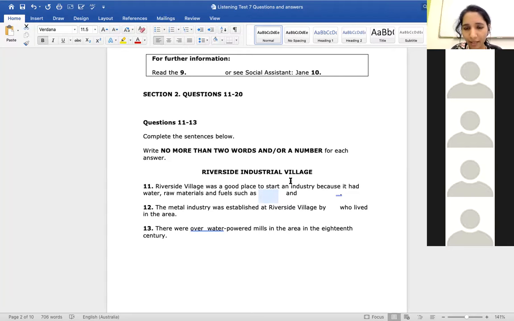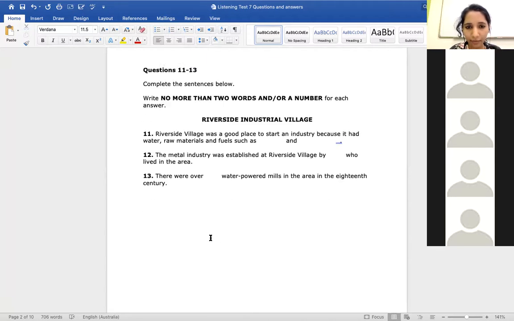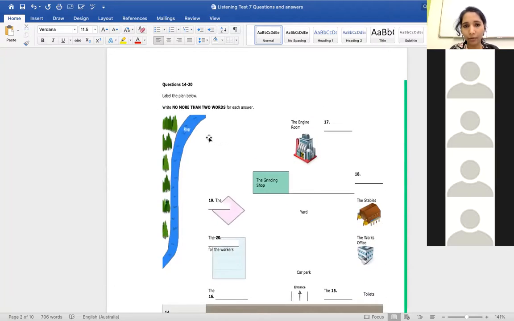So you predict the answer, you will know, okay, it's going to be some kind of fuel. So it could be petroleum or maybe solar fuels. You're looking at the name of a fuel. If you look at this one, the metal industry was established by Riverside by dash who lived in the area, by some people or someone. You're looking for the name of a person or something like that. There were over dash water-powered mills in the area in the 18th century. There were over some kind of number is what you're listening for. That's how you predict your listening questions.